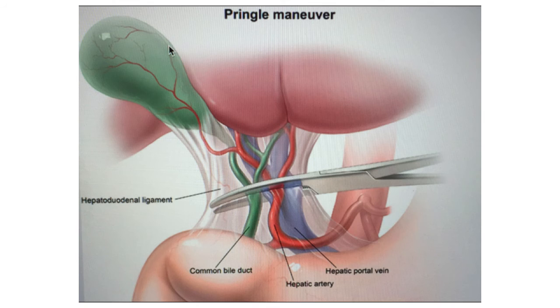And this is a picture of a Pringle maneuver. If there is persistent bleeding, injuries to the hepatic artery, the portal vein, and retrohepatic vascular need to be considered. Now, a Pringle maneuver can help you differentiate the source.